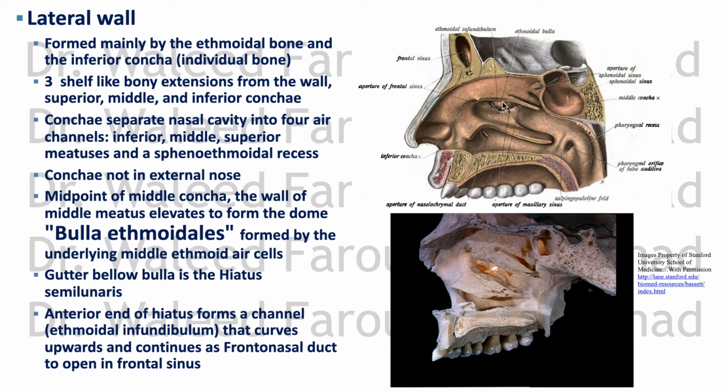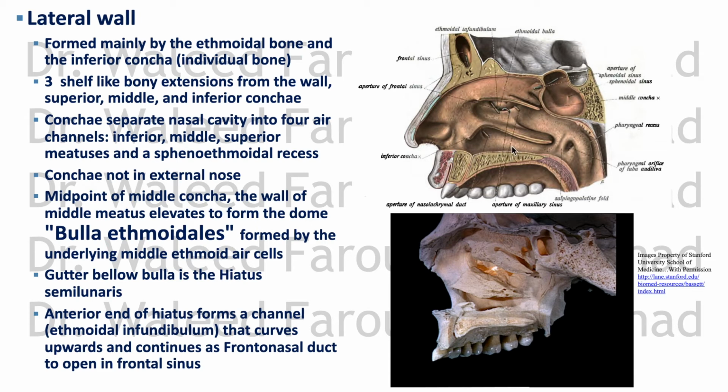Note that the middle and superior concha unite in front. See that? While the inferior concha goes separately alone. The middle and superior unite anteriorly. This is another question. They unite anteriorly, but the inferior concha does not unite with the middle, for example. The three concha, three elevations, divide the cavity into 4 air channels.